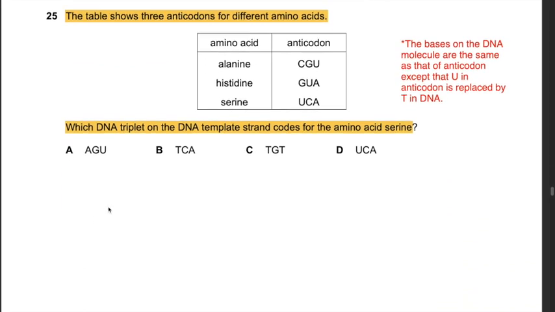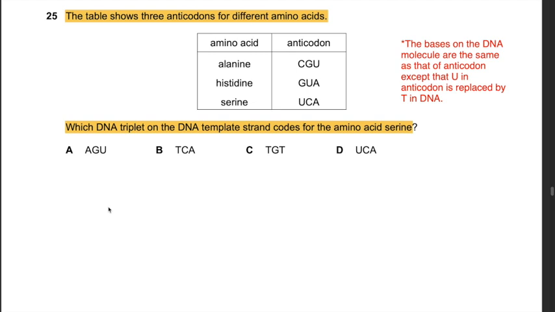Question 25. The table shows 3 anticodons for different amino acids. Which DNA triplet on the DNA template strand codes for the amino acid serine? A key thing you should remember is that the bases on the DNA molecule are the same as that of anticodon, except that U in anticodon is replaced by T in DNA.